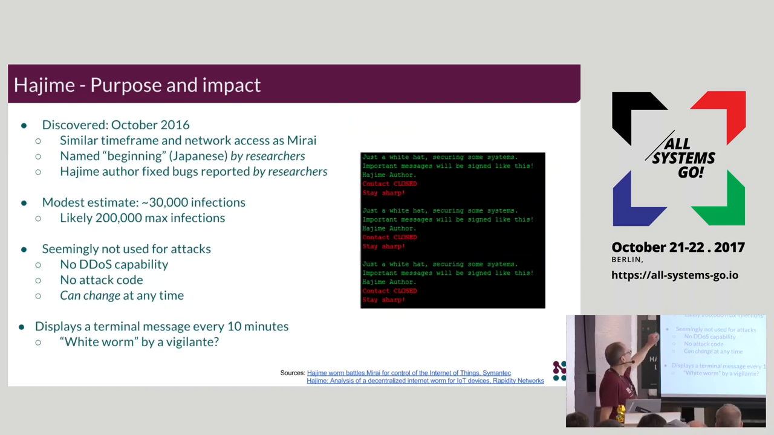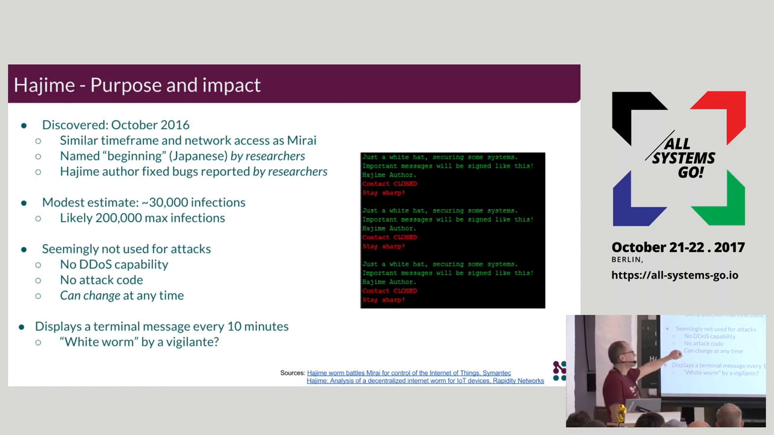So the next one we want to talk about, Hajime, is very similar in scope and in the way it works. It was discovered right around the same time, and it was actually named by the researchers. Interestingly, they published a report and mentioned some bugs that they discovered in their analysis, and in the next release of the Hajime worm, those bugs were fixed. So the unknown author is actually keeping an eye on things and improving it. Now, the name was adopted by the authors. It wasn't actually from the authors. So whoever's in control of this definitely knows what's going on.